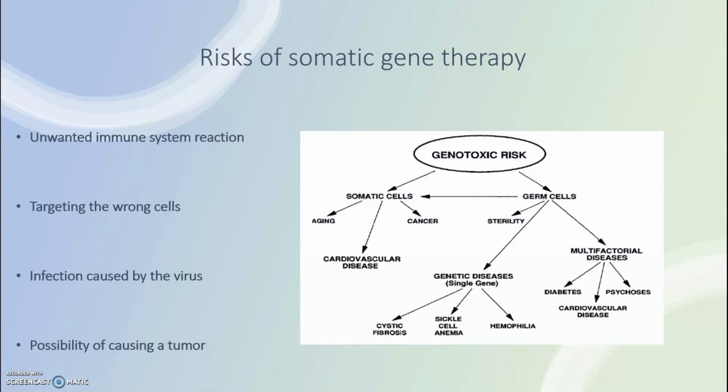When it comes to somatic gene therapy, there's much fewer risks such as aging, cardiovascular disease, and cancer. When there's germline gene therapy, there's much more risks. That's why, as of right now, somatic gene therapy is the main form of gene therapy that's being used, and germline gene therapy has only been used on animals.